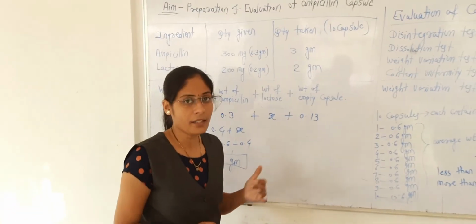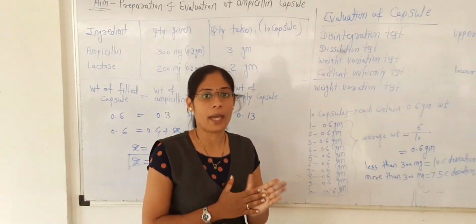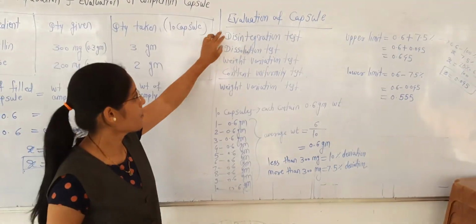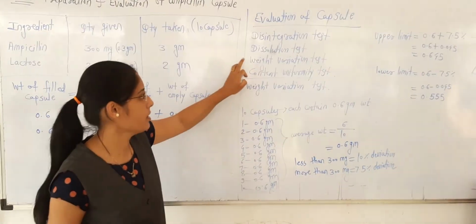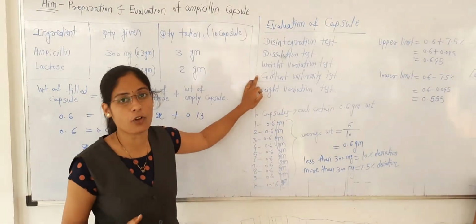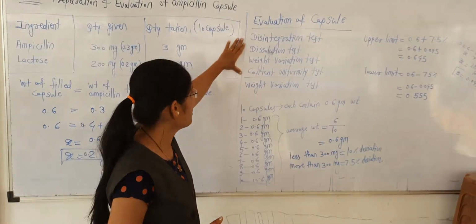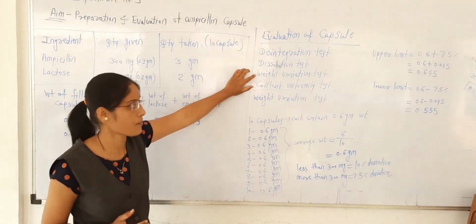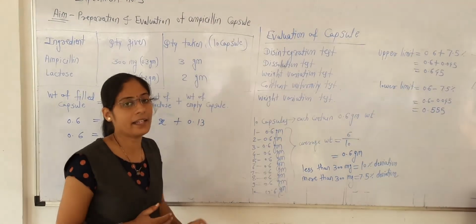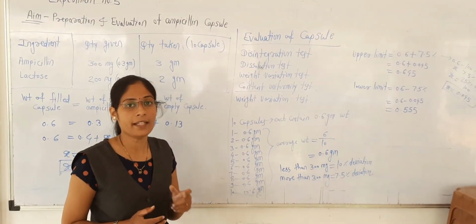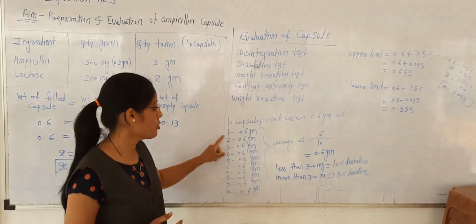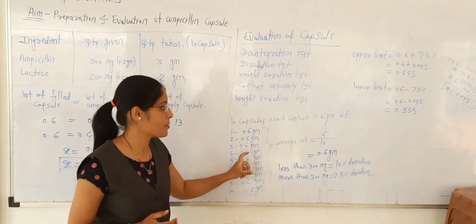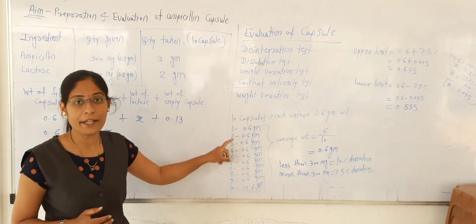Then next point, evaluation of capsules. In evaluation of capsules, we can use different tests: disintegration test, dissolution test, weight variation test, content uniformity test. Of these four, we use the weight variation test for evaluation of capsules. In the weight variation test, we select 10 filled capsules and take their individual weights. Here the individual weight of each of the 10 capsules is 0.6 gram. Each capsule contains 0.6 grams of medicament.